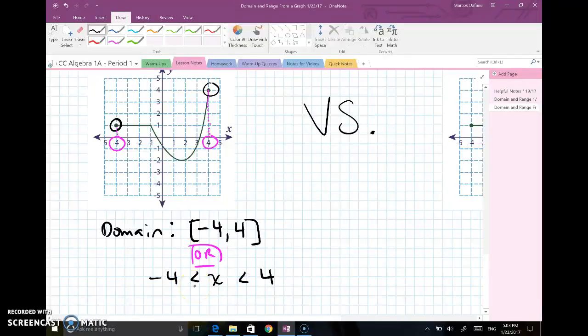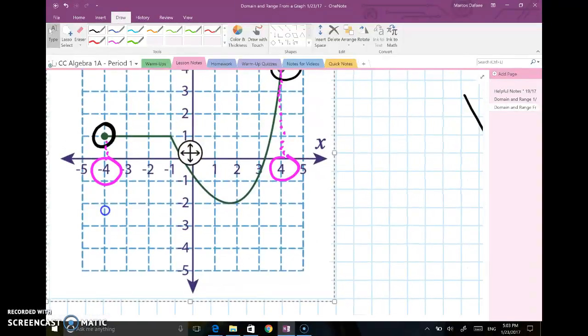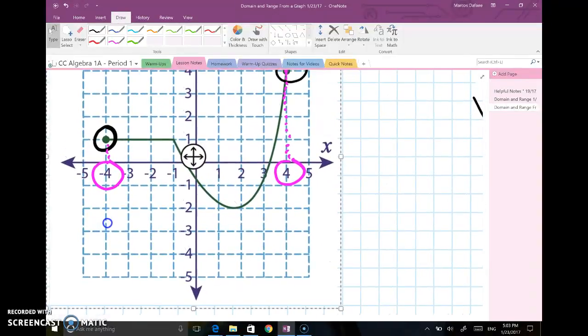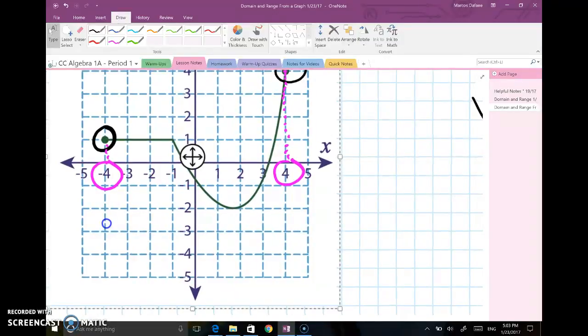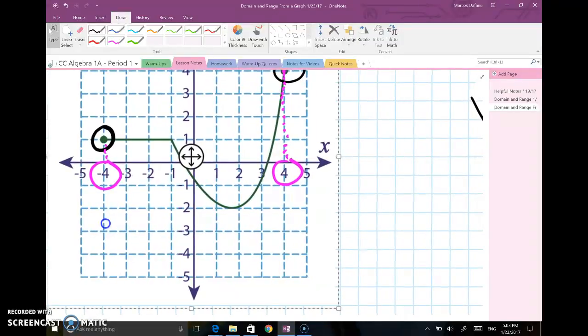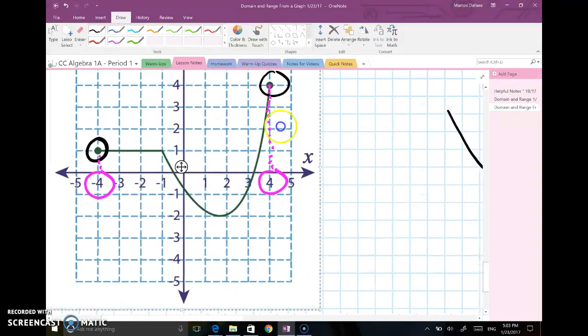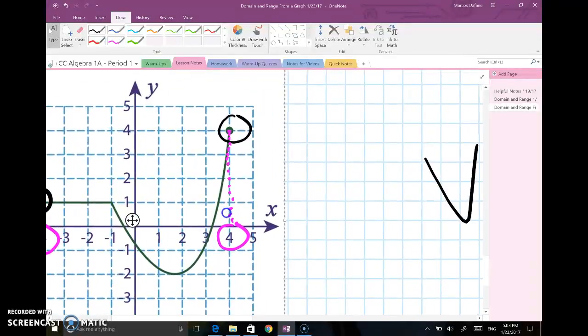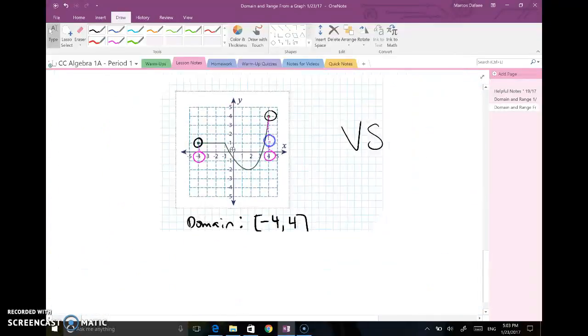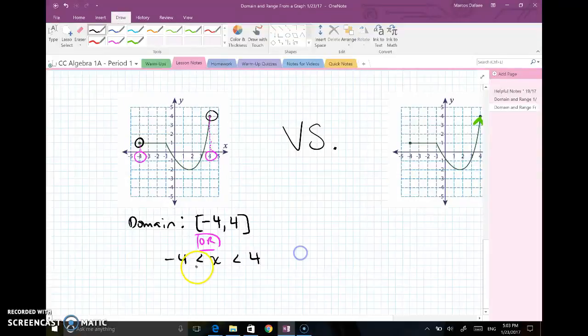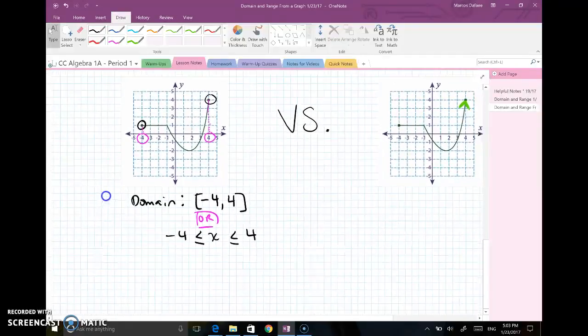Now, when the point at the beginning, and I'll zoom in here so you can see, when that point is closed, as you can see right there at the -4, that means you're going to have an inequality with that extra bar at the bottom. Same with this one. This is where it ends, see, at +4. And so that will also have an extra bar at the bottom. So that's why I'm putting it like that. And that is your compound inequality for the domain.